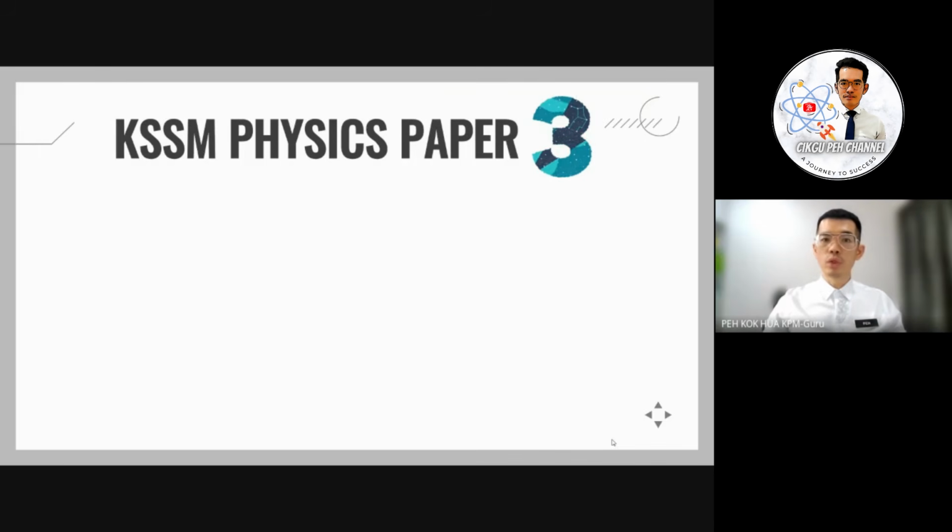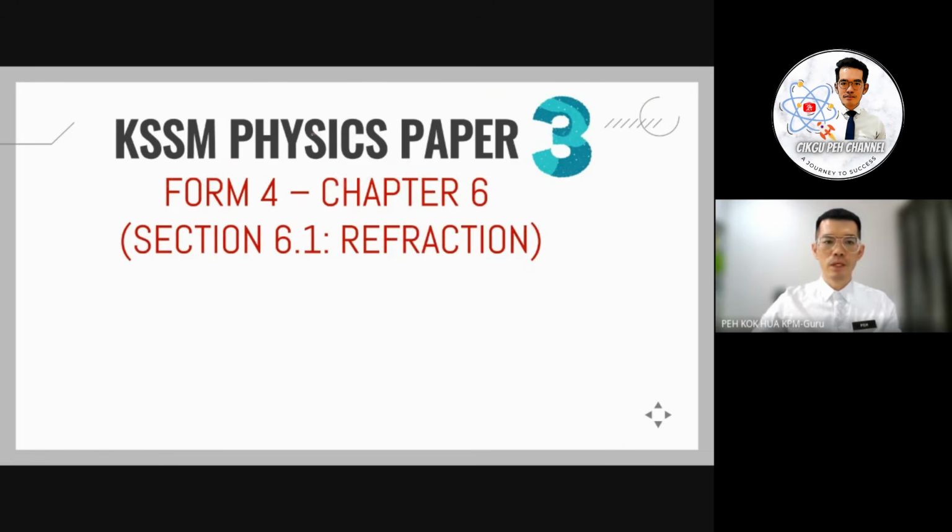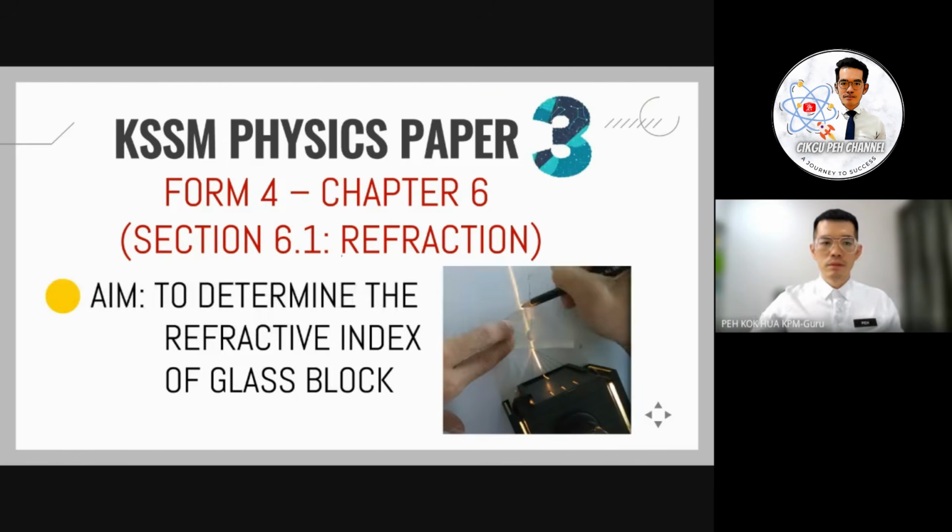In today's video, I'm going to discuss with you another example of KSSM Physics Paper 3 question. The question I'm going to discuss with you is regarding the experiment in Form 4, Chapter 6, Light Optics, Section 6.1 Refraction. The aim of the experiment is to determine the refractive index of the glass block. And this experiment is actually one of the compulsory experiments in the Form 4 syllabus.